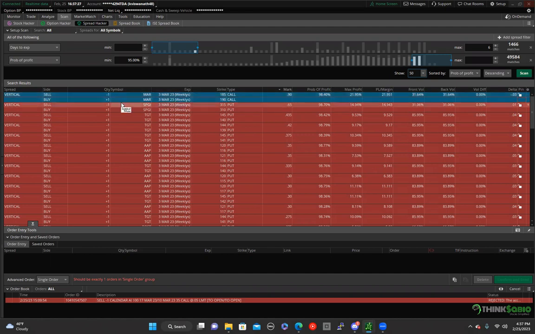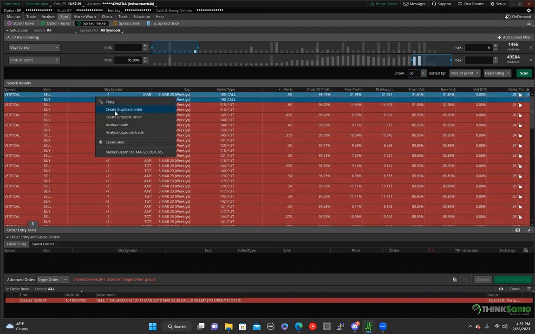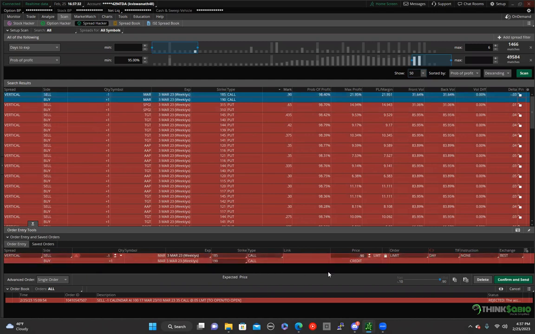And if you want to, you can just right click, create a duplicate order, and you can basically do this on Thinkorswim. You can right click, create a duplicate order, and then you can get this order here. And then you can see you are going to get a $90 credit for this one trade that you place, but you have to risk $410. See, the difference between this strike and this strike is $5. That means you should have $500 in your account. And if you sell this spread, this vertical, you're going to get a credit of $90.